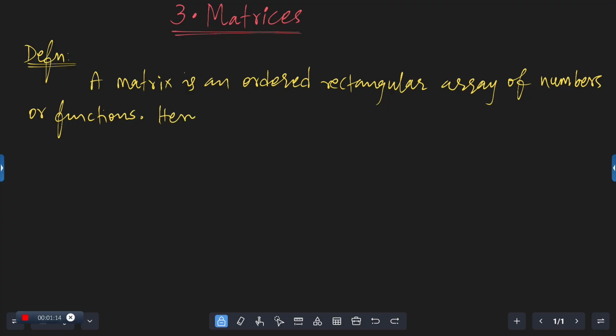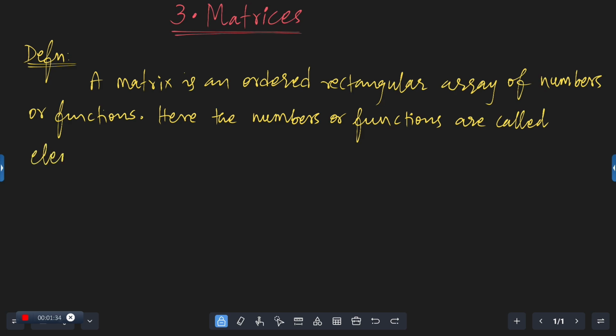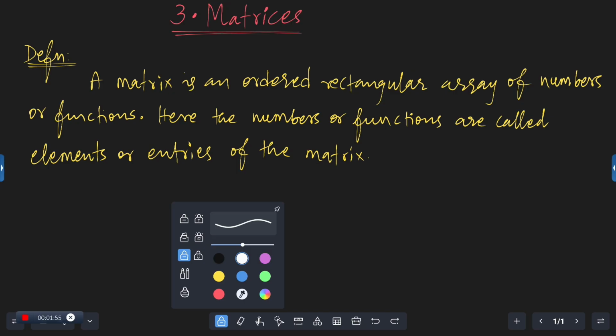Here the numbers or functions are called elements or entries. They will say elements are entries of the matrix. Understand? Elements are entries of the matrix. Okay, listen, Raja, how we are writing this. Let's see. I'll give you an example, then you will understand.